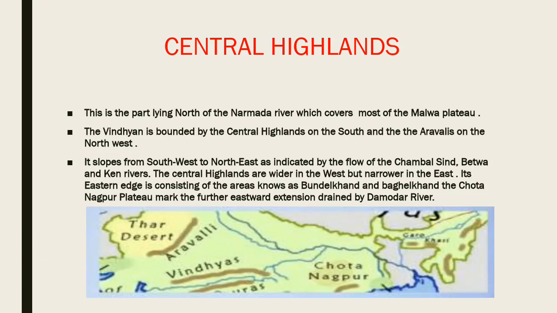The Central Highlands are wider in the west but narrower in the east. This eastern edge consists of the areas known as Bundelkhand and Baghelkhand. The Chotanagpur Plateau marks the further eastward extension, drained by the Damodar River.